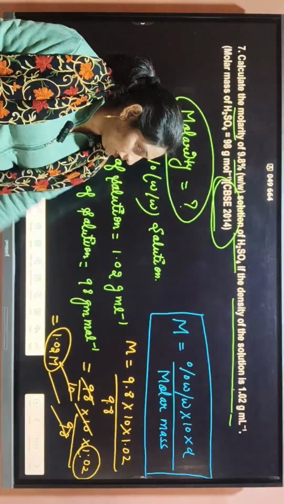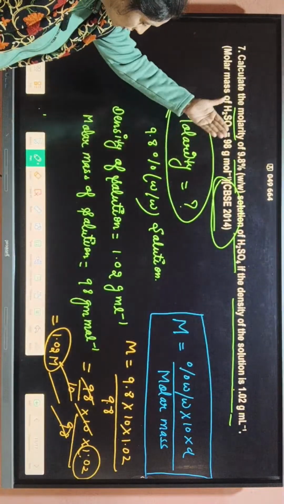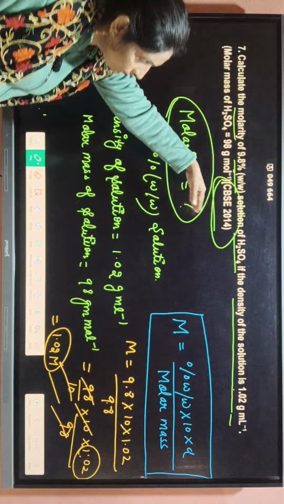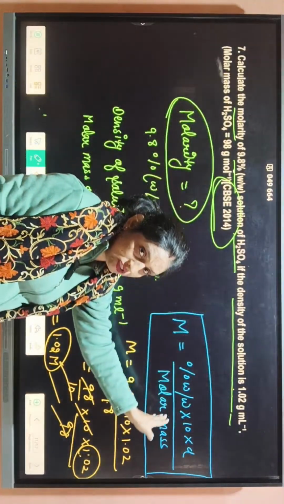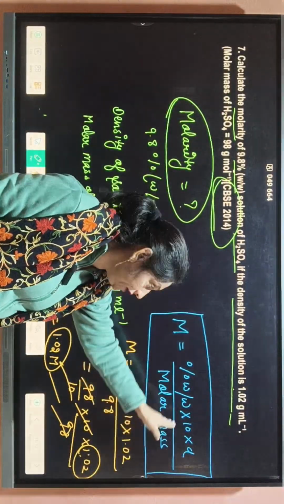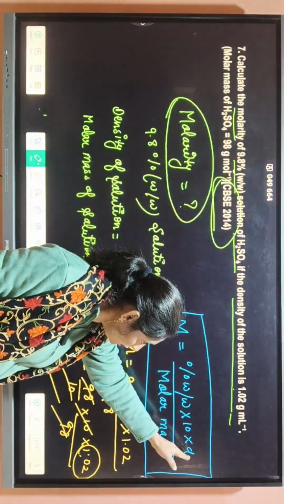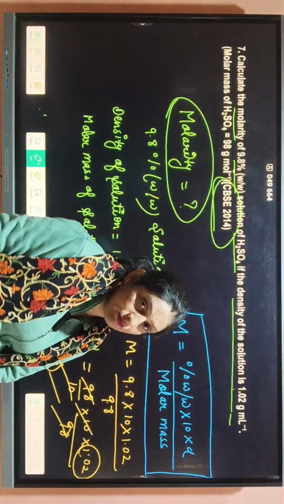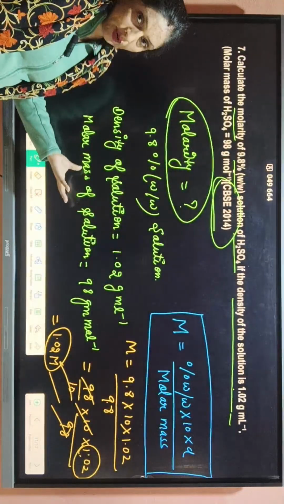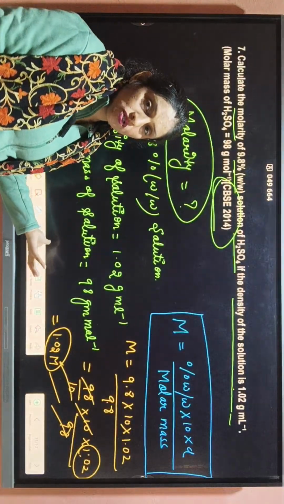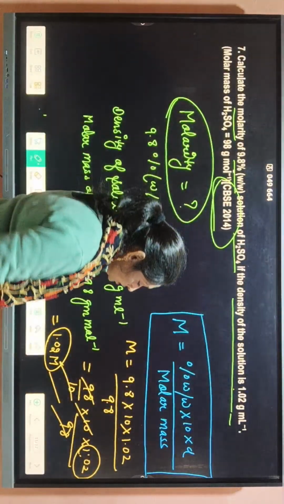So students, if mass percentage is given, density of solution is given, and molar mass is given, then by using this formula you can calculate molarity: percentage into 10 into density by molar mass. By using this formula you can reach your right answer. I hope this question is also clear to all the students.